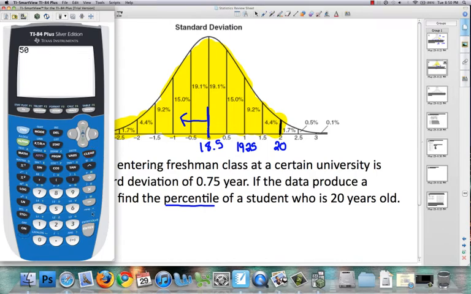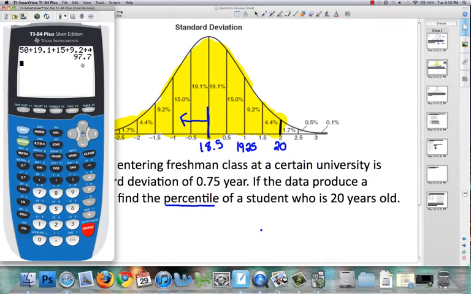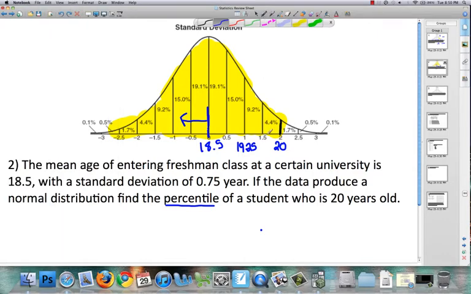So we can just start at 50%, add 19.1, add 15, add 9.2, and add 4.4. Okay, so that student is at the, you can see it here real quick, the 97.7 percentile. 97.7th percentile. Percentile is anything to the left of the data. You just add up all of your percentages.